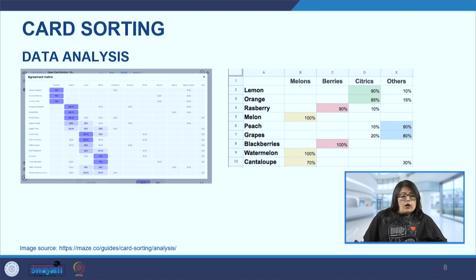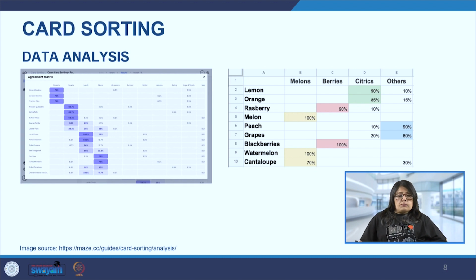Now here what is required is to compile the data. We can see here in some examples how this data is telling that lemon is citrus, orange is citrus, but melon is not. So we can see how different types of sorting have been done here. Compiling the data is important because it puts it in a format which makes it easy for analysis. And secondly, when we organize it, it helps us identify the patterns and common groupings.